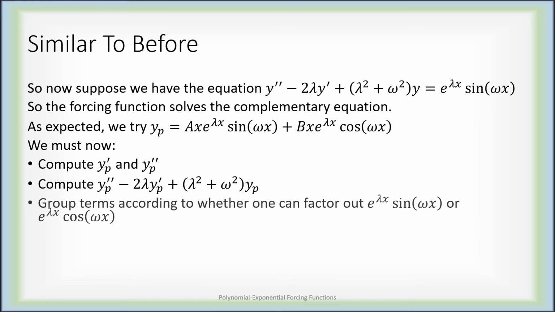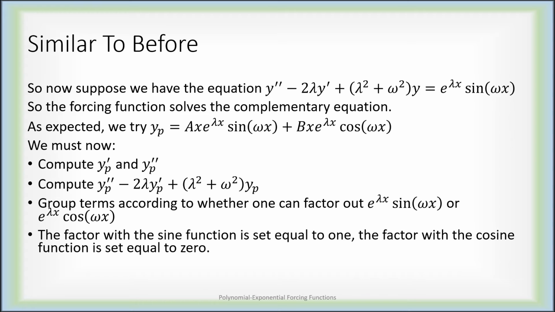the differential equation, group all the terms we get according to whether we have an e to the lambda x sine x or an e to the lambda x cosine term. Then everything multiplying the proposed sine term should be set equal to 1 because our forcing function is to have one of those sine terms. And everything multiplying e to the lambda x cosine omega x, that factor should be set equal to 0. We just need to solve for the capital A and capital B that will make all of that happen.